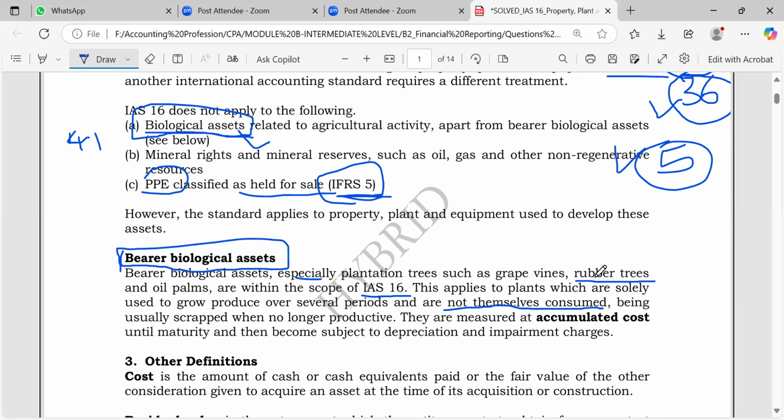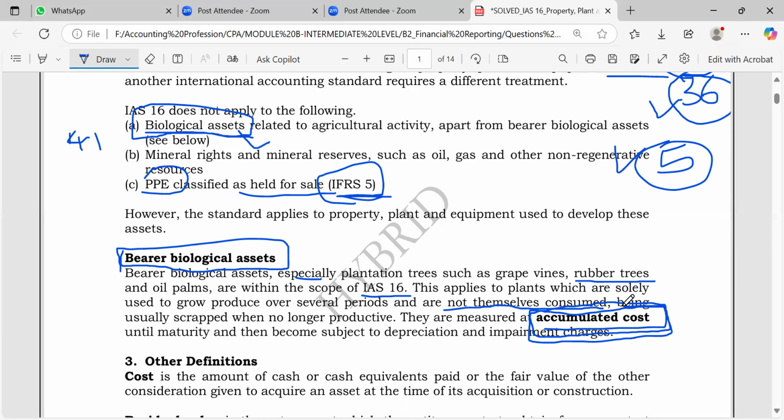Yes, that's what they're trying to say, right? So they are measured at accumulated cost. This is just normal. When you have, let's say, the rubber tree, of course, from the very beginning, from this early age, you would be incurring the cost of fertilizers, right? Irrigation, you'll be doing that. So you'll be accumulating those costs.